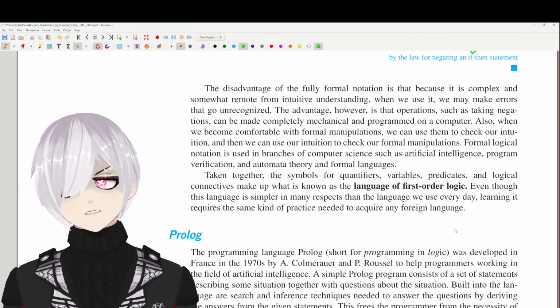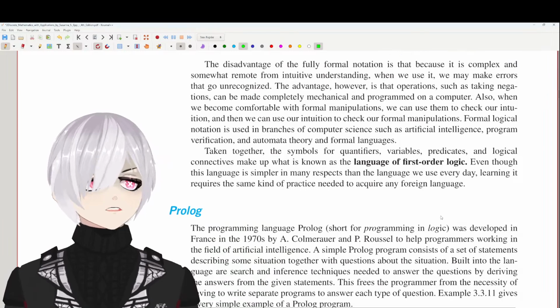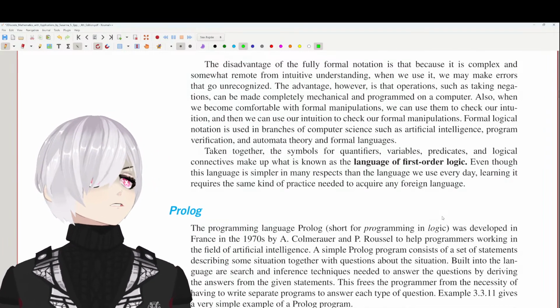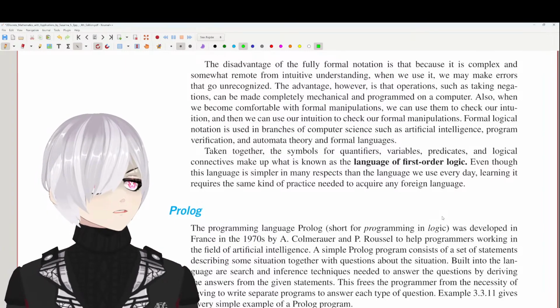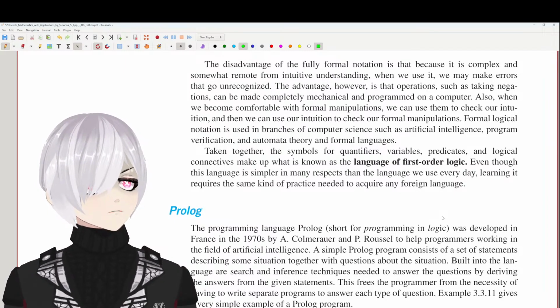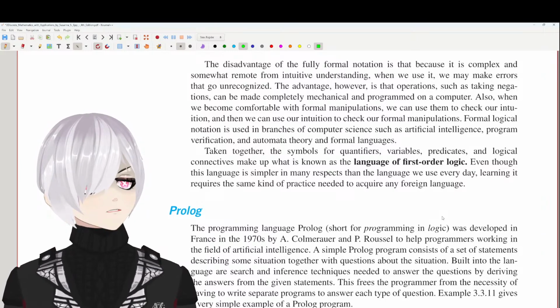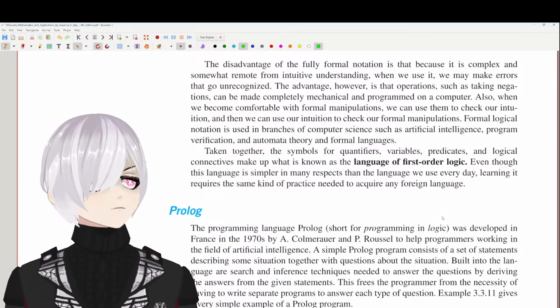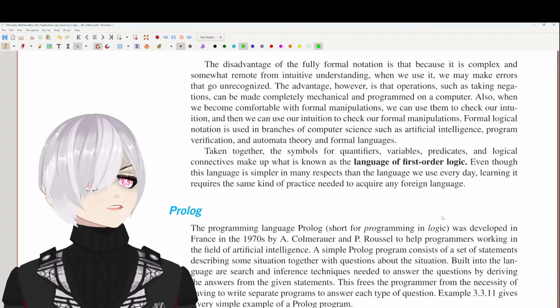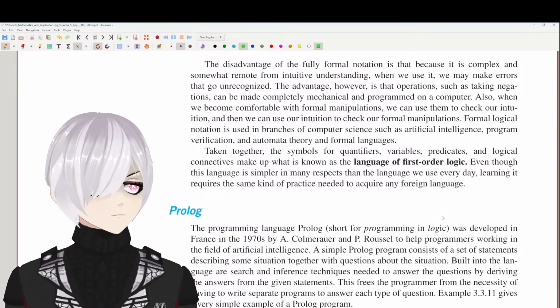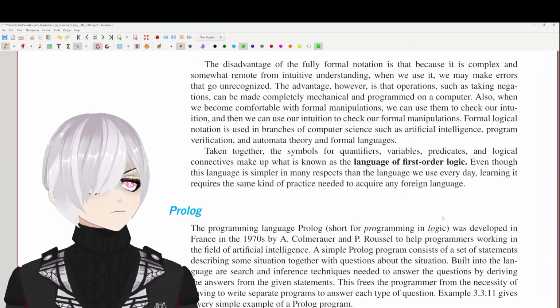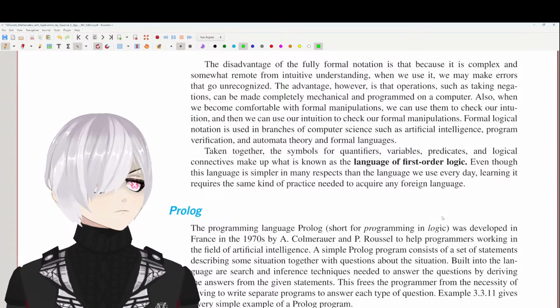Right. So let's see. The disadvantage of the fully formal notation is that because it is complex and somewhat remote from intuitive understanding, when we use it, we may make errors that go unrecognized. The advantage, however, is that operations such as taking negations can be made completely mechanical and programmed on a computer. Also, when we become comfortable with formal manipulations, we can use them to check our intuition, and then we can use our intuition to check our formal manipulations.